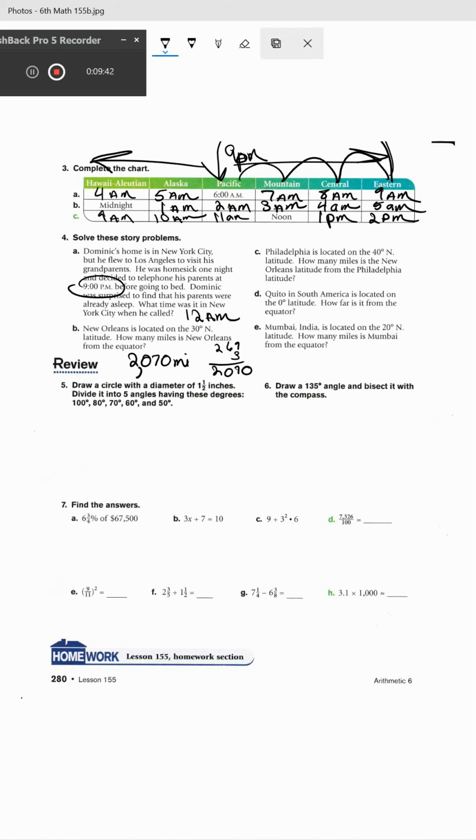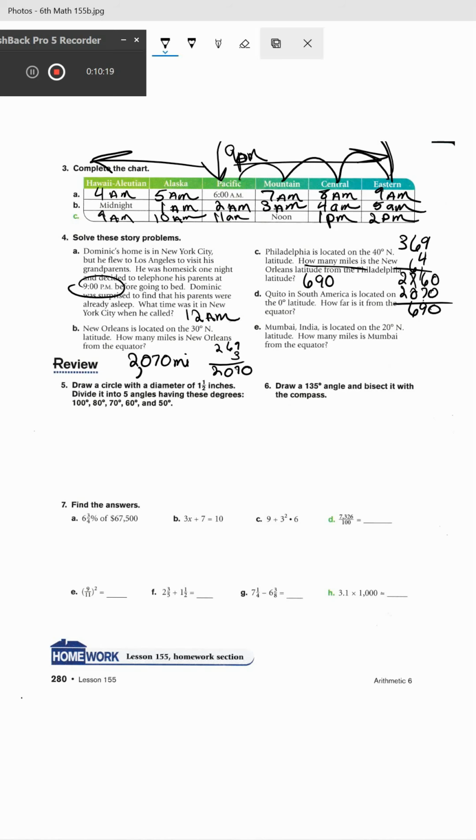Philadelphia is located on the 40 degree north latitude. How many miles is New Orleans latitude from Philadelphia's latitude? How many miles? Okay, so I got to figure the miles first. So we got to do 69 times the 4. We'll add the 0 in when we're done. 24, 27. So that's the distance. Let's subtract, find the difference, and hopefully I'm right. I get 690-mile difference.